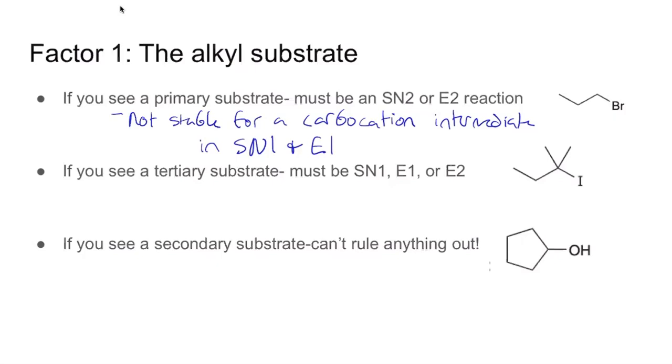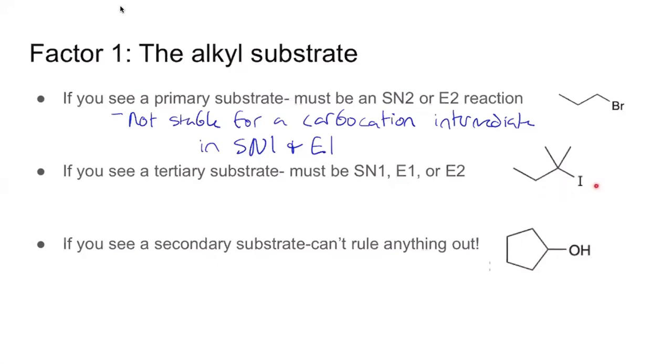Alrighty. Next, if you see a tertiary substrate, your reaction must be SN1, E1, or E2. Can anybody remember why SN2 reactions do not occur with tertiary substrates? If you want a backside attack, that would just be too heavy, and so it wouldn't occur. So you would need something lighter. So that's why it has to be SN1, E1. Exactly. Thank you so much.